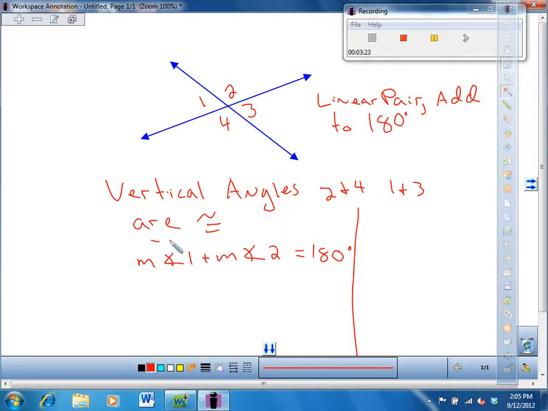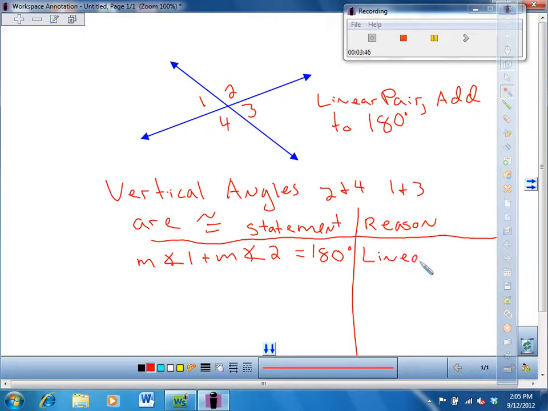So a lot of times when we have proofs, we make a little table like this. This is called a two-column proof, and this is the traditional kind of proof. You will do flowchart proofs, but I just want to introduce you to a proof a little bit. You have a statement, and then you have a reason, okay? And the reason is, this is their linear pair. Linear pair. And usually they put numbers next to each one. So this is step 1, and this is reason 1, which goes with step 1.